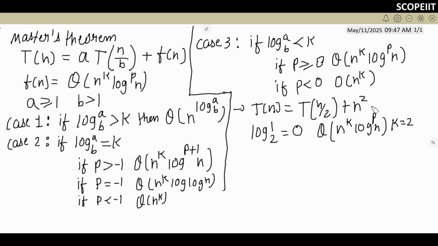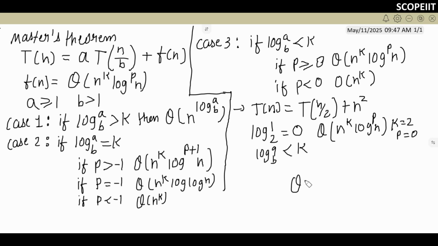Do we have log anywhere? No, we don't. So your p value is nothing but 0, because we don't have log. Now compare again. Log a to the base b value is 0, which is less than k, which is 2. So now it will go to your third case. In this case, now check the value of p. What is our p? Our p is equal to 0. So it will go to the first condition.